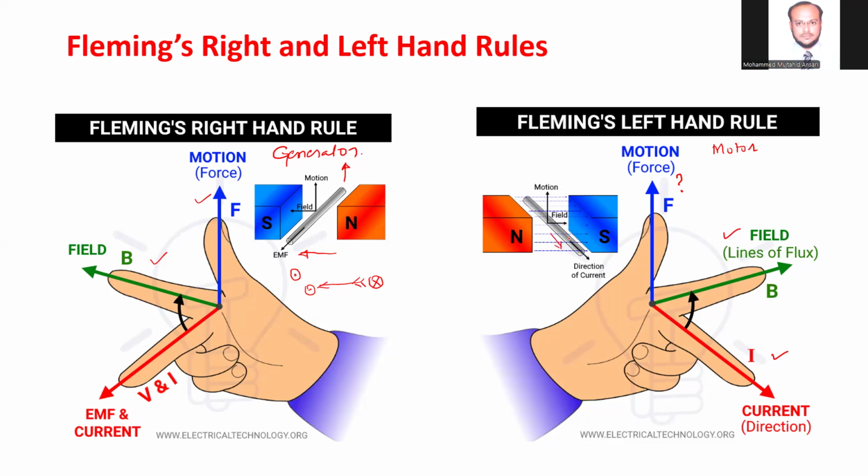This is the direction of magnetic flux. Then the conductor experiences the force to the upward side. So I will repeat for the generator.